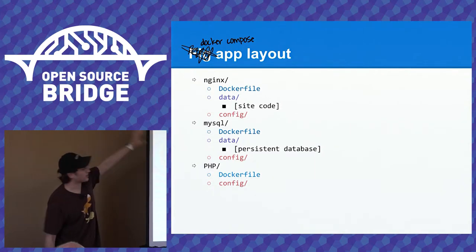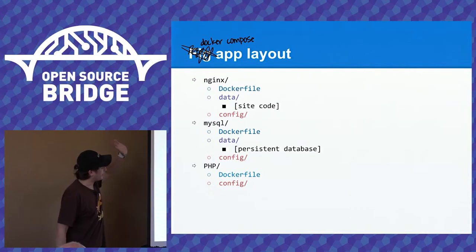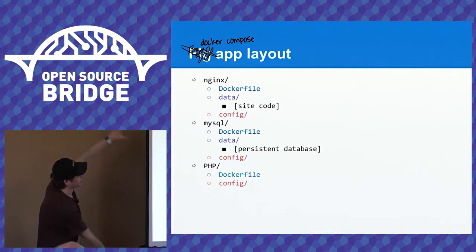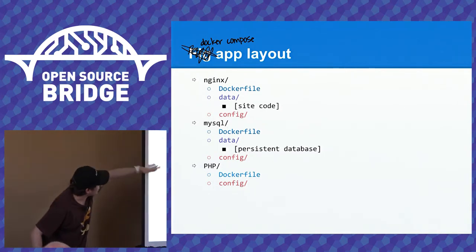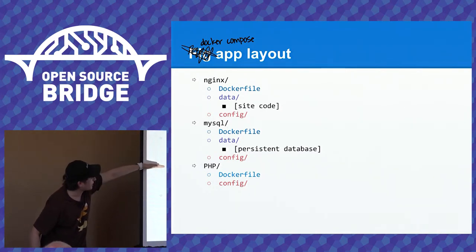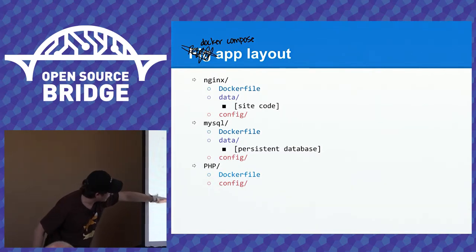Keep in mind that Docker Compose doesn't say you have to do this. This is just what I like to do, because it doesn't say what you have to do at all. So it's a good idea to have some sort of convention so all your Docker Compose applications look the same. Same down here: Docker file for your MySQL container. Your persistent database lives in data. It's got a MySQL config. PHP, same story.